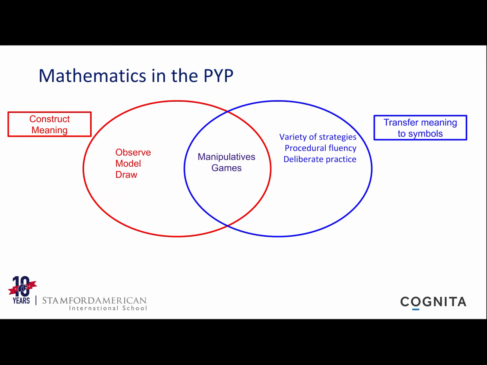We also plan opportunities for students to transfer that meaning to symbols. So this is more of the traditional type of mathematical activity, more of the traditional pencil and paper activities, where students learn a variety of strategies. They learn how to represent that in writing and symbols. They work on their procedural fluency, their number facts. They're moving on to the times tables, the number bonds, etc. And that requires deliberate practice, and the deliberate practice can be in the form of manipulatives and games, as well as pencil and paper activities.